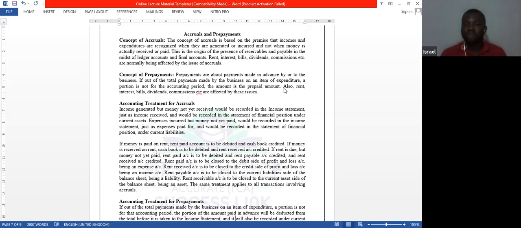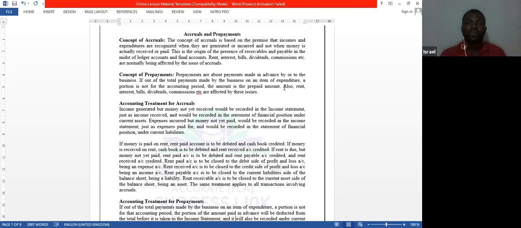Then we now have the concept of prepayment. The concept of prepayment is that you have paid in advance. Let's use rent as an example. You have paid rent in advance for one year, and out of that one year, you have only enjoyed six months. It means that the remaining six months will be found under your current assets as prepayment, as rent prepaid, rent paid in advance, or advance rent. It means that you have paid for this value, but you are yet to enjoy it.